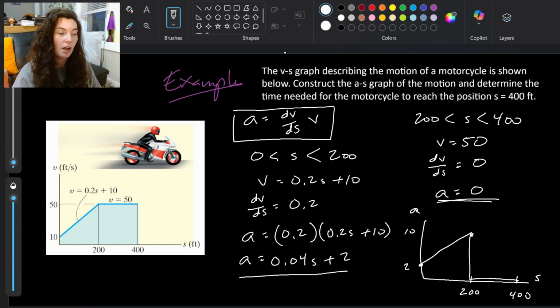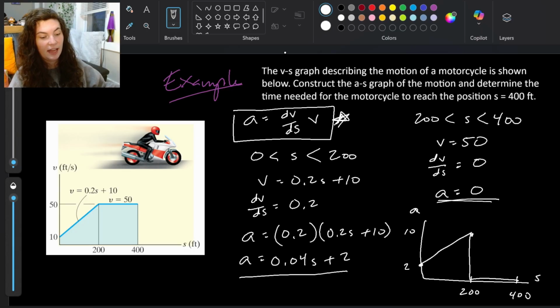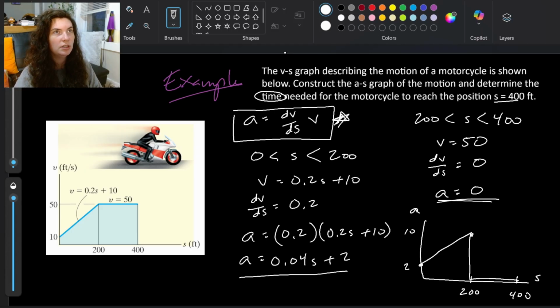And that's it. That's all I have to do. Really, the hard part is remembering this relationship between acceleration, velocity, and position. But once we have that, it's really just a matter of taking that integral, and that gives us our a-s graph. Now we did have one more thing we needed to find here: the time needed for the motorcycle to reach a position of 400 feet.